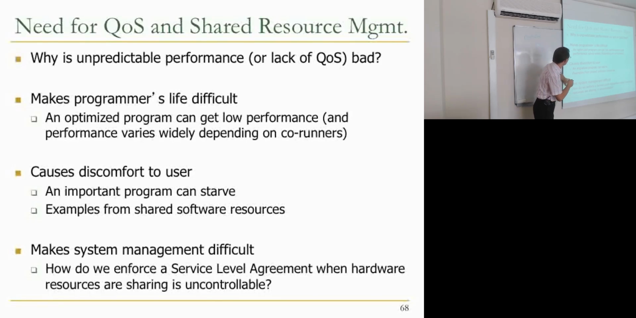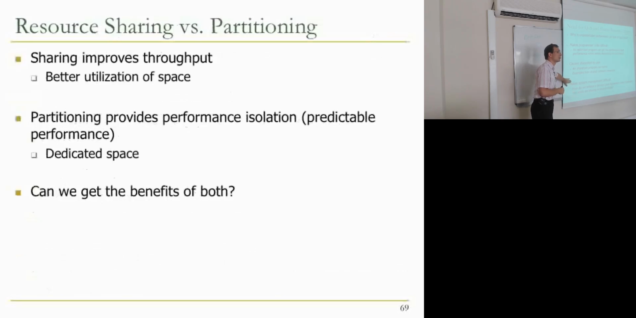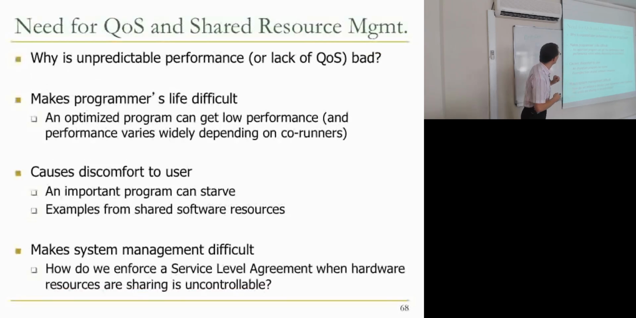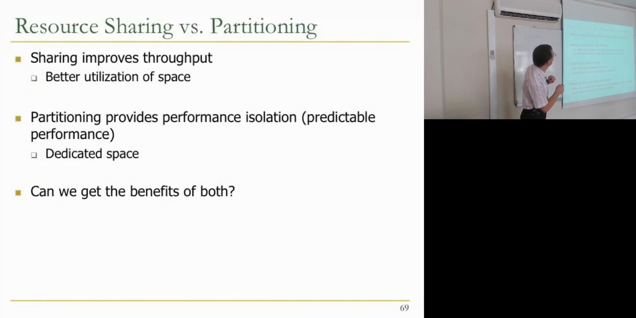And this also makes system management difficult because how do you enforce a service level agreement when the shared hardware resources are uncontrollable, right? We would like to provide a guarantee in terms of performance. Even if it's a soft guarantee, you cannot provide this if you cannot control that hardware resource sharing. So we'll take a look at how to actually provide quality of service in shared resources later on.